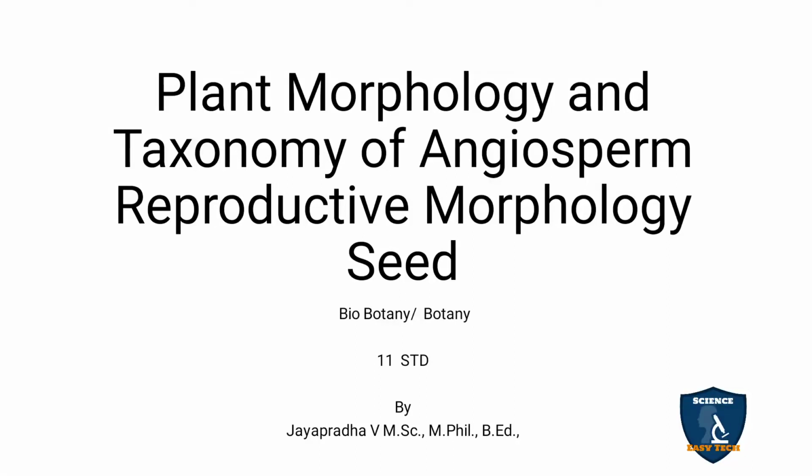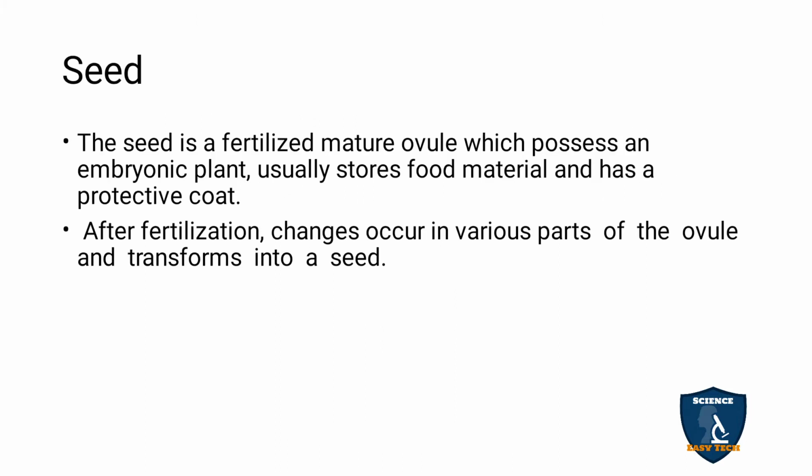Our topic is seed in reproductive morphology, in plant morphology and taxonomy of angiosperm. Seed. The seed is a fertilized mature ovule which possesses an embryonic plant, usually stores food materials and has a protective coat. So the seed is the matured ovule and which is fertilized.